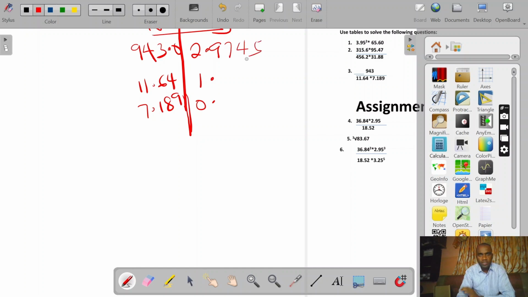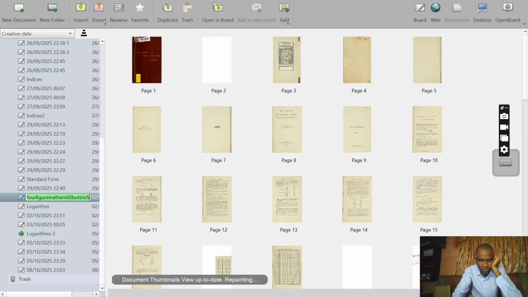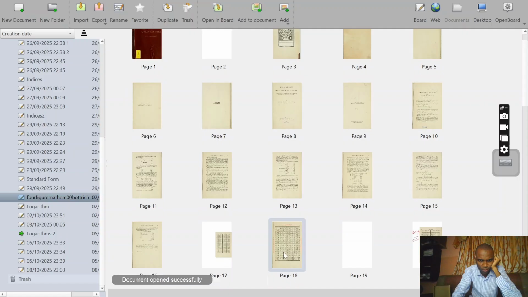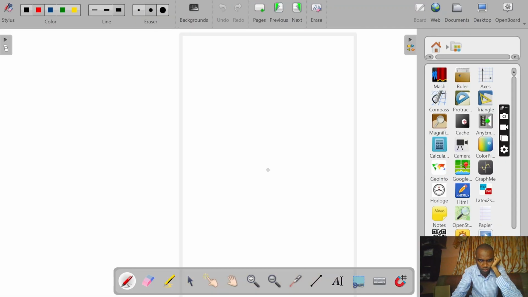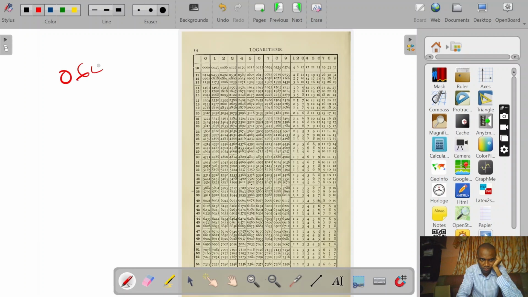The next number is 11 under 6, difference 4. I'm going to clean this number, I don't need it again. 11 under 6, difference 4. So 11 under 6 is 0645. Let me write it out. 0645.